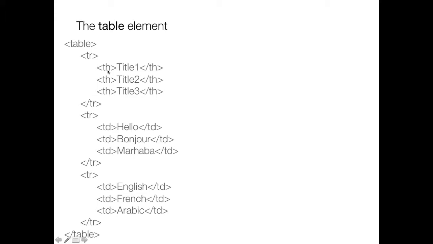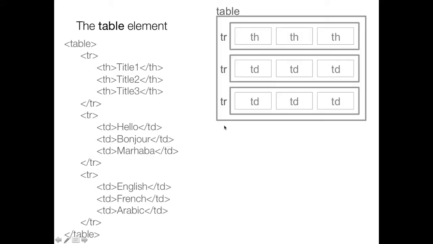So the first row has THs. TH stands for table header cell. And then the second row has TDs, table data cell. And the third row has also TDs. So if we want to see this visually, this is how it looks. So we have a table. It's made up of 3 rows. The first row has THs. The second and third rows have TDs. The difference between TH and TD is that the TH comes in bold because it's a table header cell, so by default it comes in bold, as opposed to TDs, which is a regular typeface.